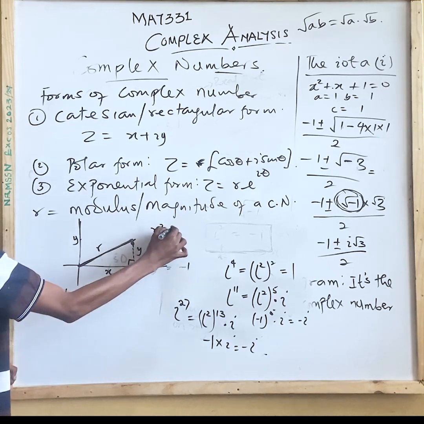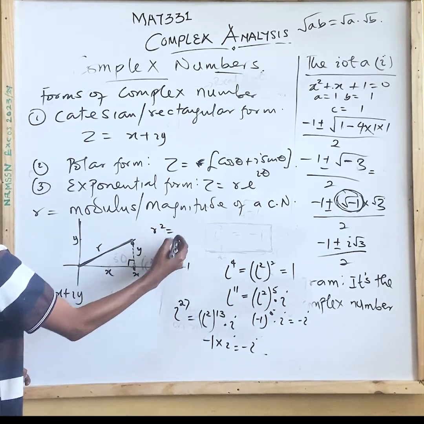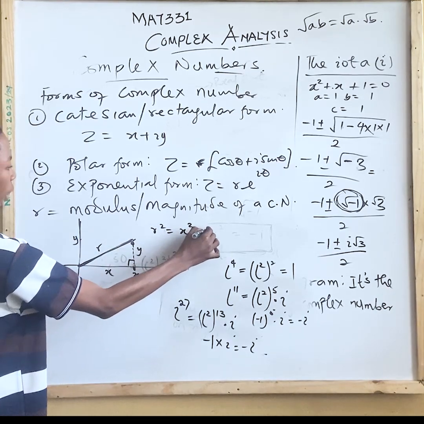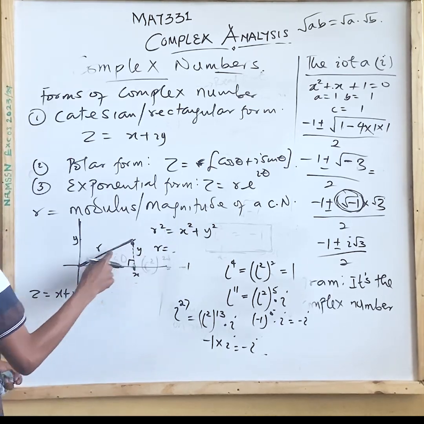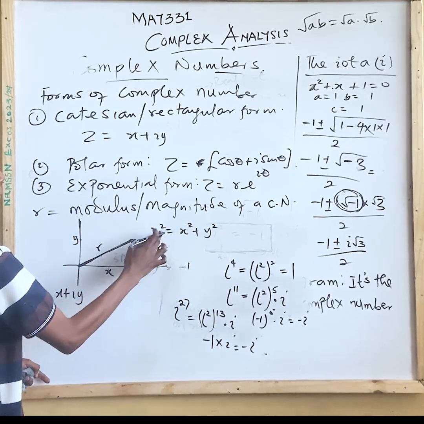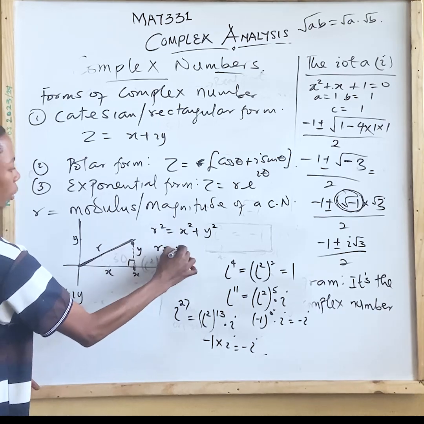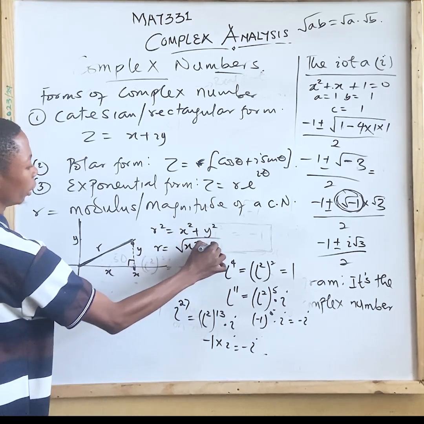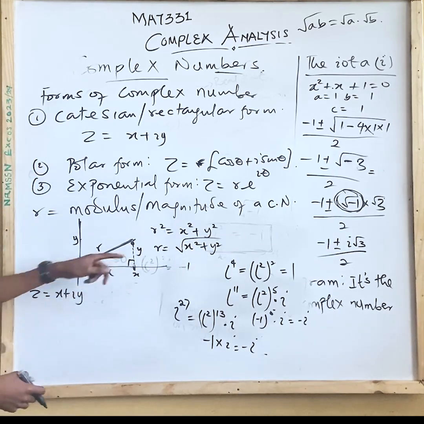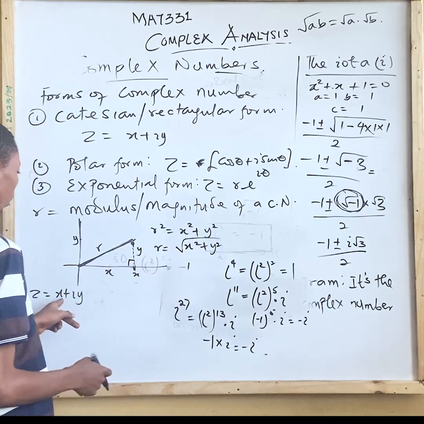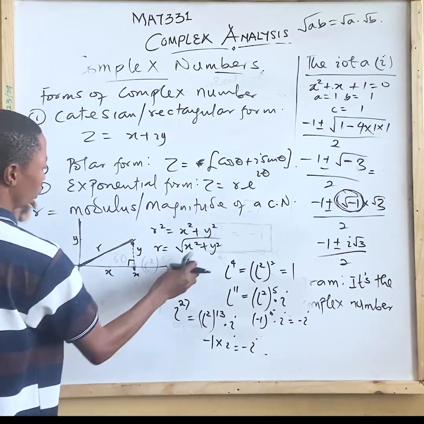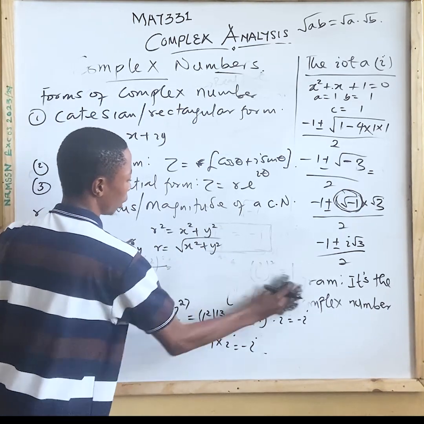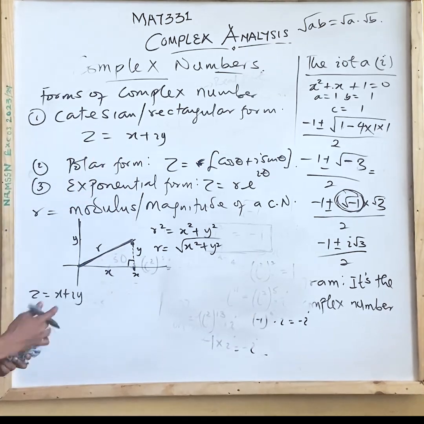So that's r squared equals opposite squared plus adjacent squared, x squared plus y squared. So the modulus of a complex number is the square root of x squared plus y squared. So this r is equal to the square of the real part plus the square of the imaginary part, then we take the square root of the whole thing. And what is theta?